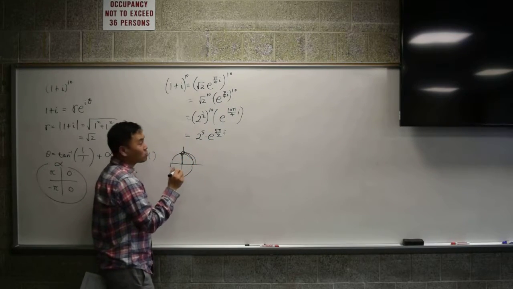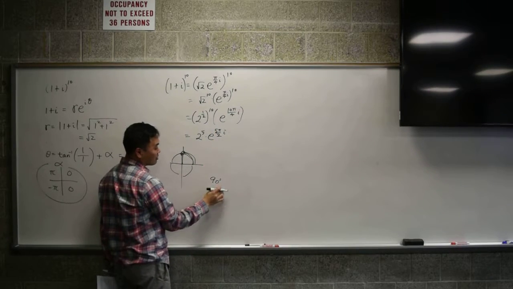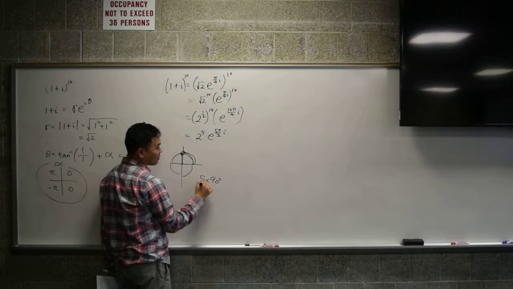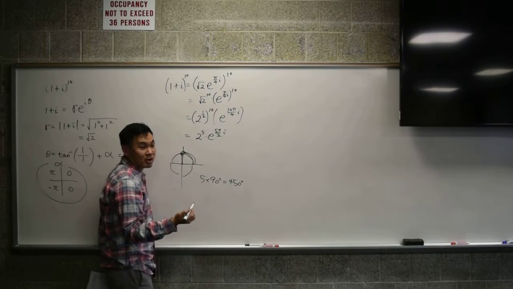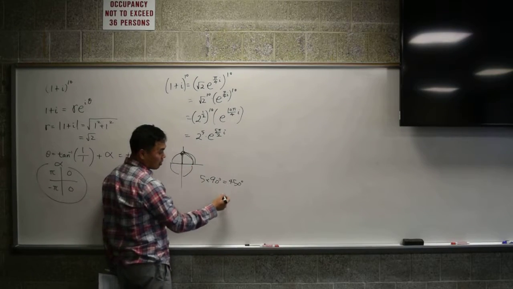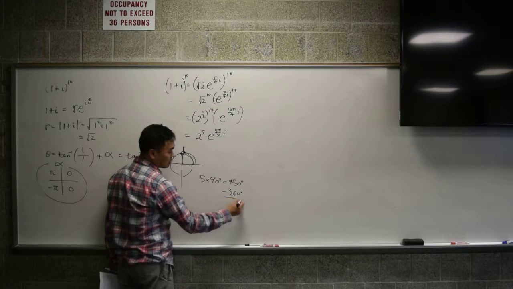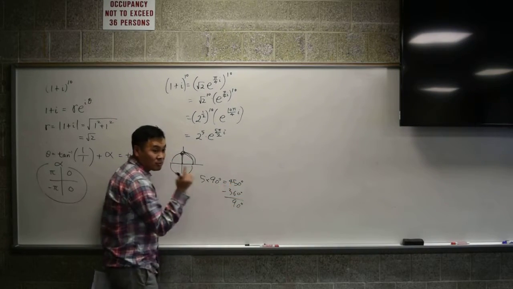Okay? If you don't trust me, you can do this. Since π over 2 is 90 degrees, multiply this by 5, you get 450 degrees. And then to get coterminal angles, you can add 360 or subtract 360 many times, right? Here, if you subtract 360, you get exactly 90 degrees. So we know that these two angles differ by 360.